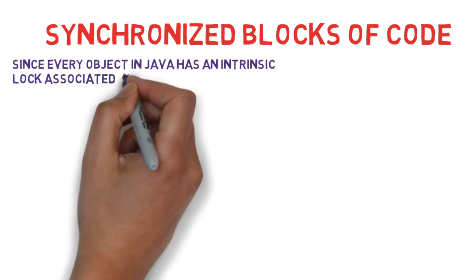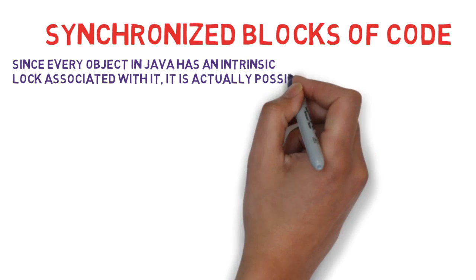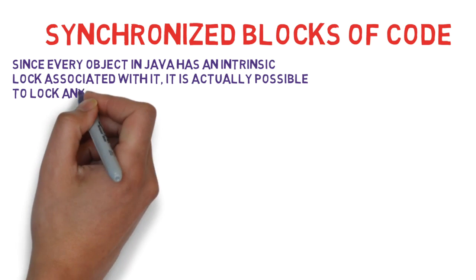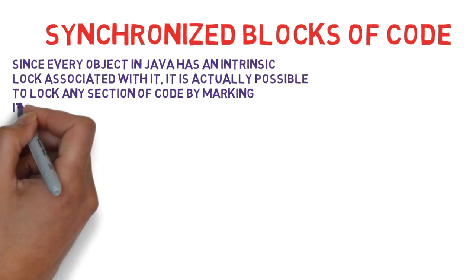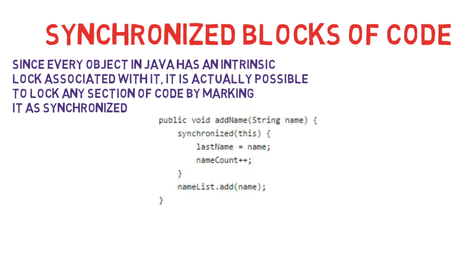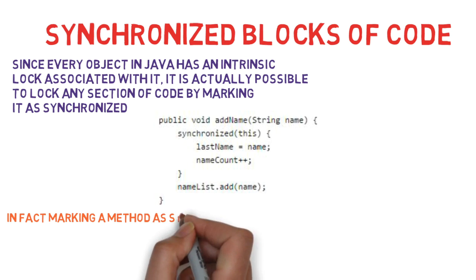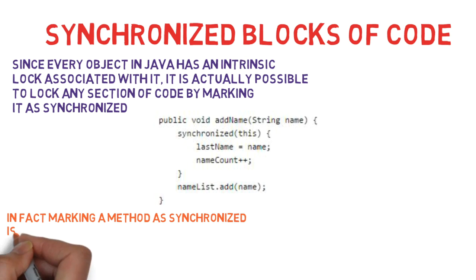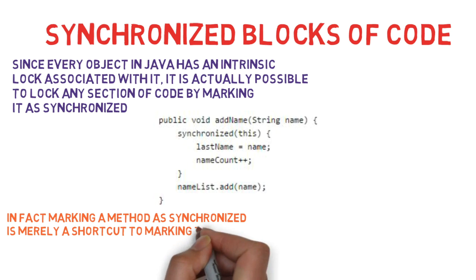Since every object in Java has an intrinsic lock associated with it, it's possible to lock any section of code by marking it synchronized. So any number of lines of code, whether it's a whole method, half a method, 3 lines in a method, can be locked by using synchronized. And the way we do it is not by specifying the synchronized keyword on a method as we saw earlier, instead with code which looks like this. We can simply say synchronized and pass in this, and the lock is made on the this instance, that particular object to which that code belongs.